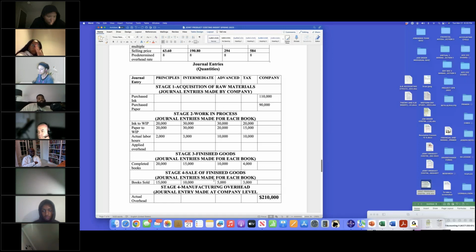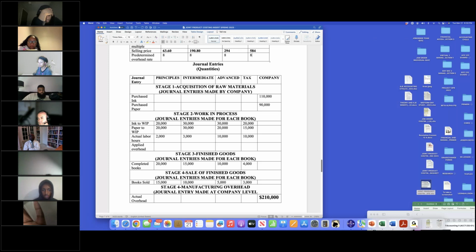We got those same stages. In stage one, only the company is making journal entries. This is the team leader's role as company. Only the team leader buys it. Stage one, only the team leader.